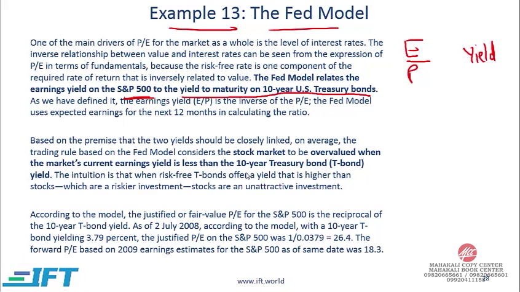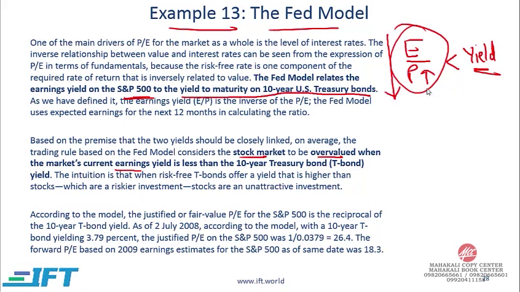Now, what this model says is that the stock market is overvalued when the market's current earnings yield is less than the yield on the 10-year bond. And does that make sense? If your stock market is way overpriced, then what happens to the yield? Then the earnings yield obviously is low. So according to this model, if we have a situation where the overall earnings yield is less than the yield on a 10-year government bond, then clearly the stock market is currently overvalued and should be avoided.